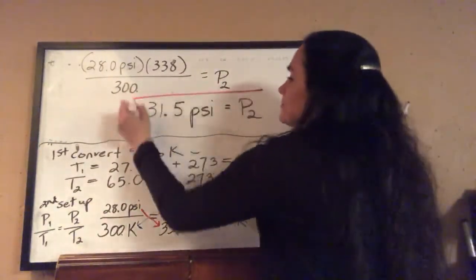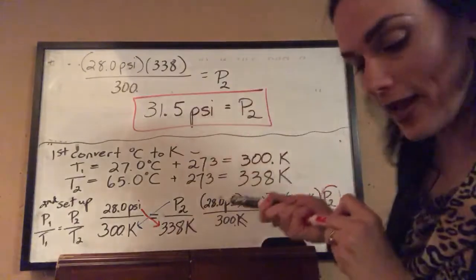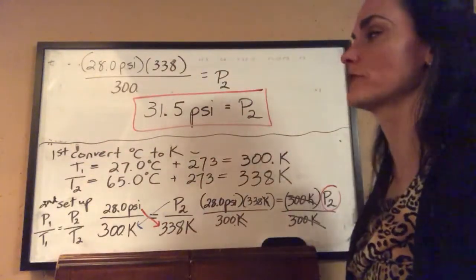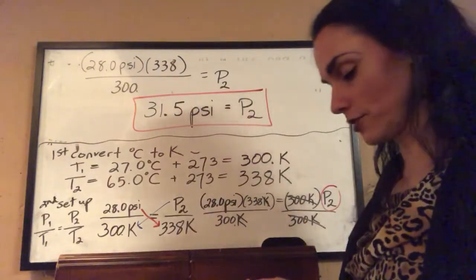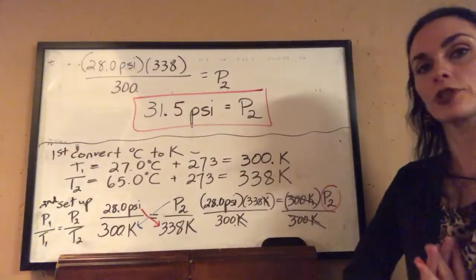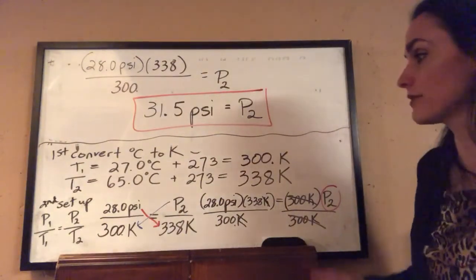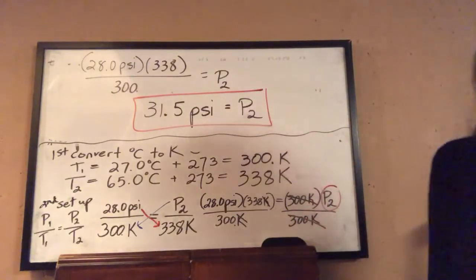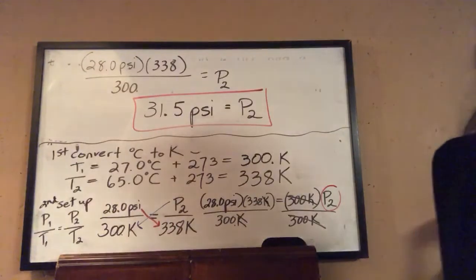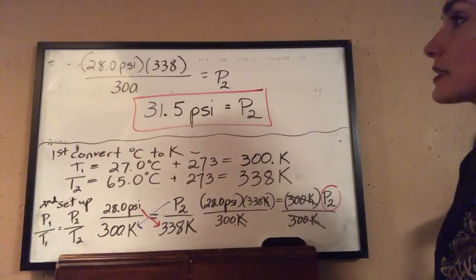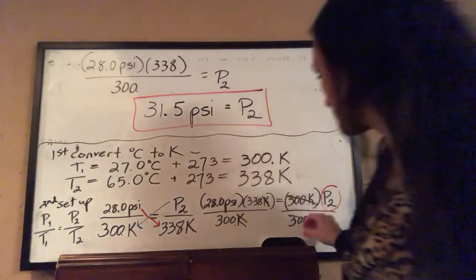Okay? All right, so we have Charles' law and Gay-Lussac's law, both proportional relationships. Charles' law focuses on volume and temperature, and Gay-Lussac focuses on pressure and temperature. And anytime you have a gas law that involves temperature, you need to have that temperature in Kelvin. Okay, the next video we'll talk about the combined gas law and the ideal gas law.